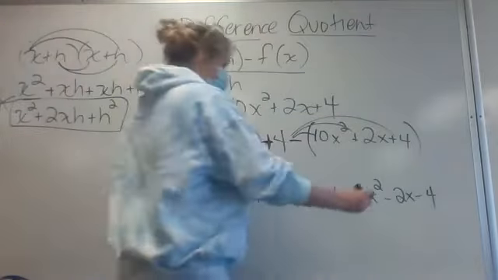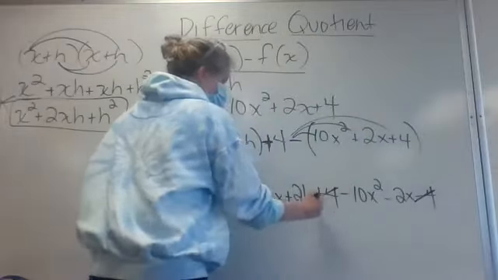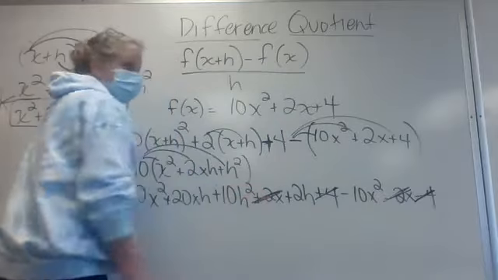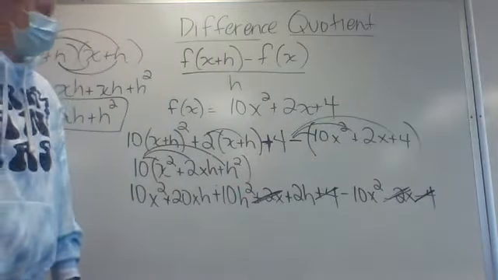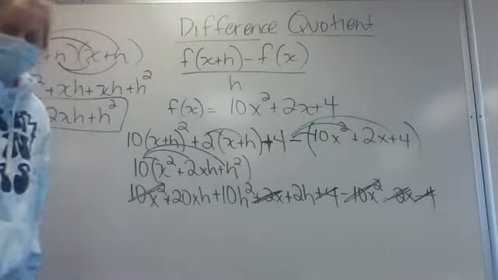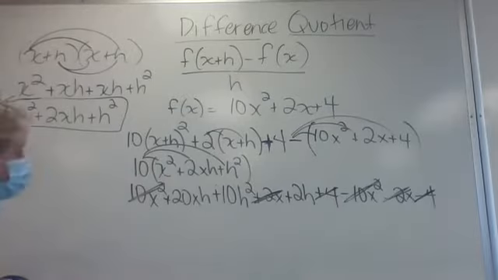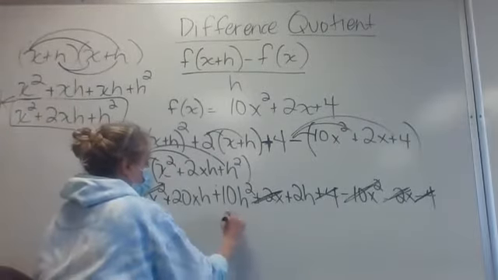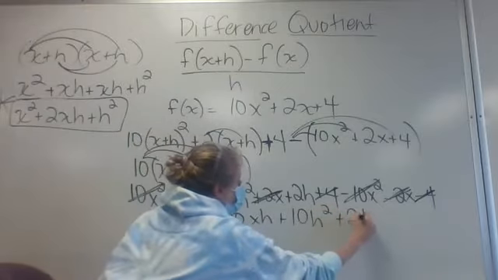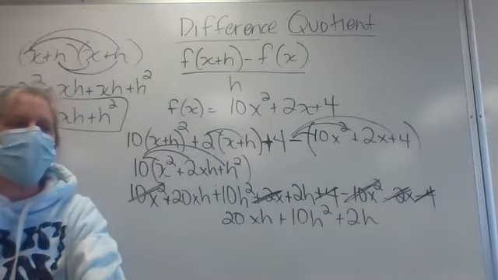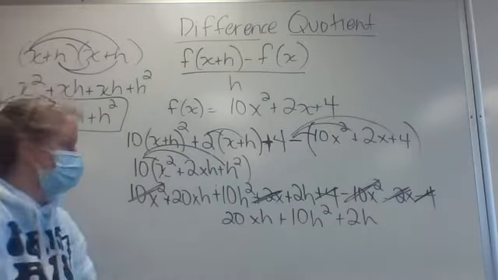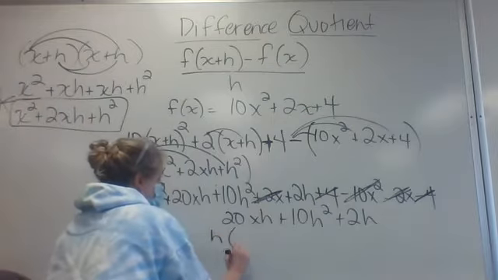Now do your canceling. So the minus 4 cancels that plus 4. The minus 2x cancels that positive 2x. The minus 10x squared cancels the plus 10x squared. Now, what's left? 20xh plus 10h squared plus 2h. So again, what do all the terms have in common that you can pull out? H. And then you'll use that h to cancel the denominator.